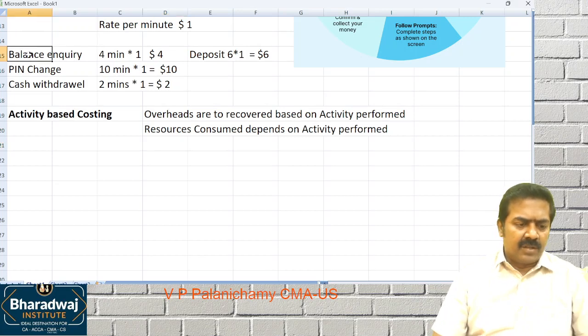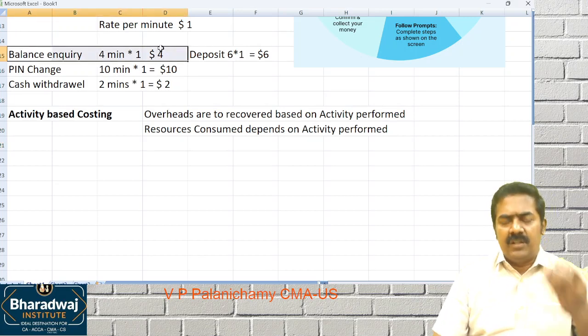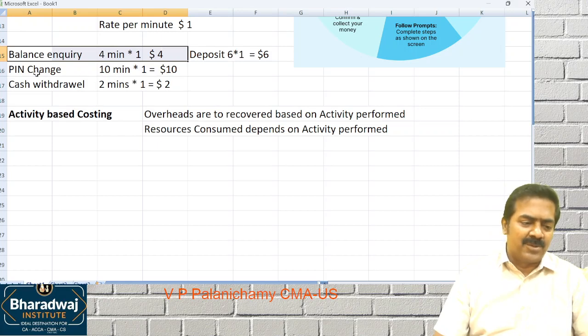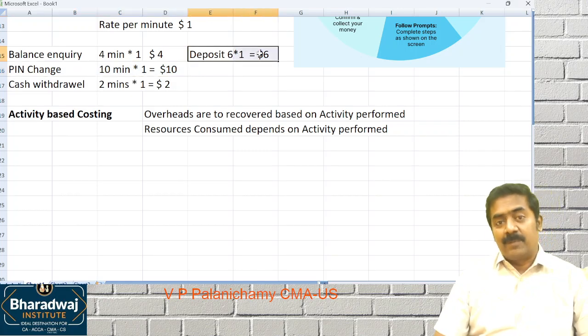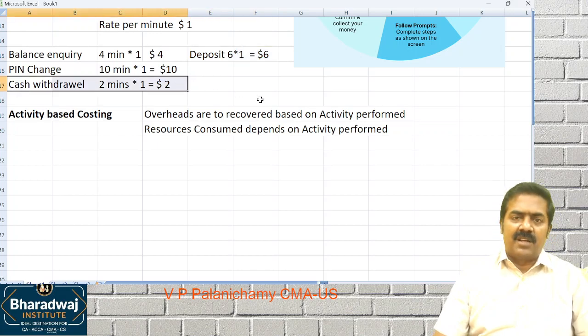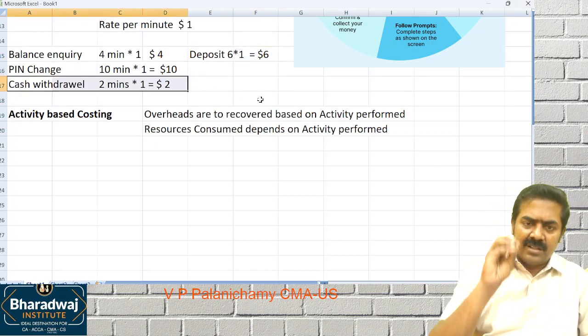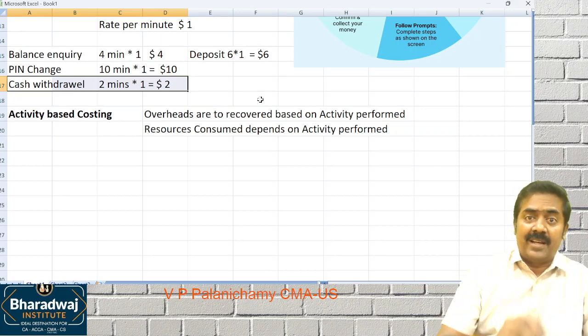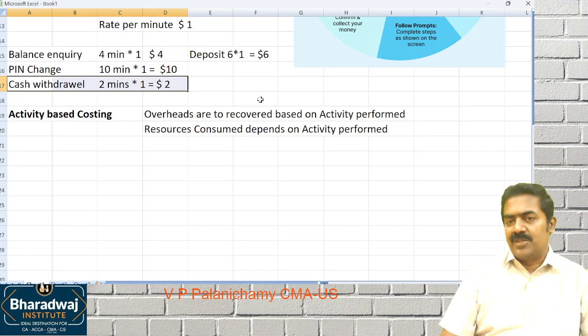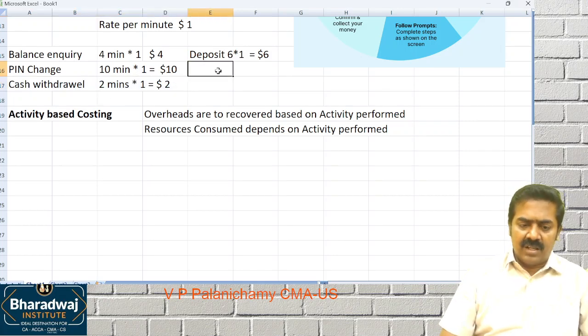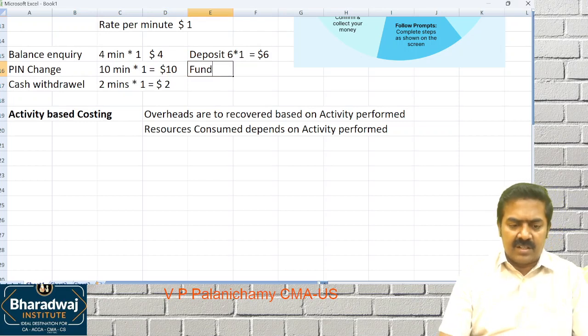For example, for a person going for a balance inquiry, you should not charge anything because he is not consuming any resource except some usage of the machine. A person going for a PIN change is not consuming any resources. A person depositing money also should not be charged because money comes into the bank. Only a person going for cash withdrawal consumes a resource: you are keeping idle cash, and if the idle cash were lent, the bank would get some interest. That interest the bank is losing. So ideally, you should charge for cash withdrawal.